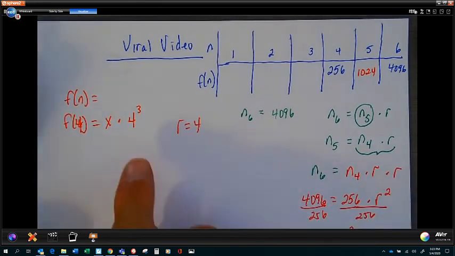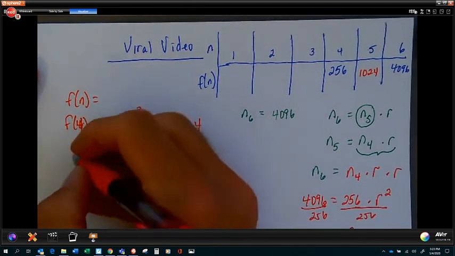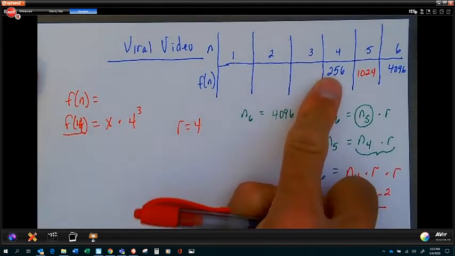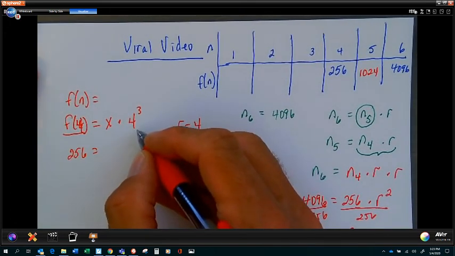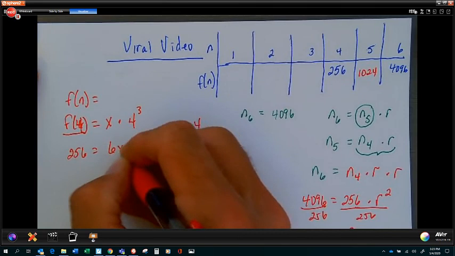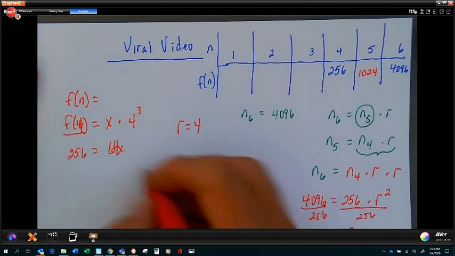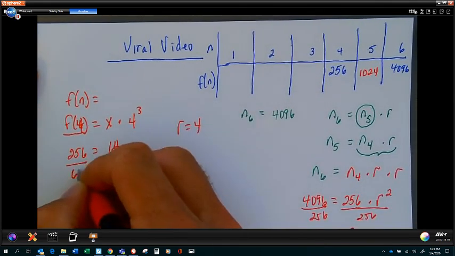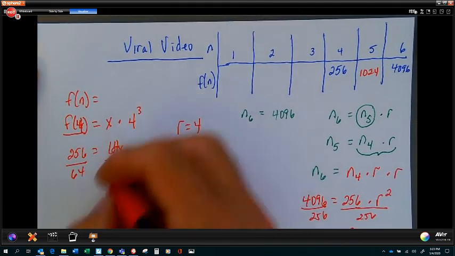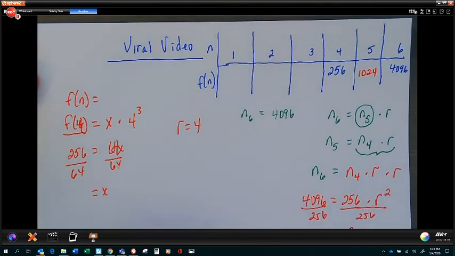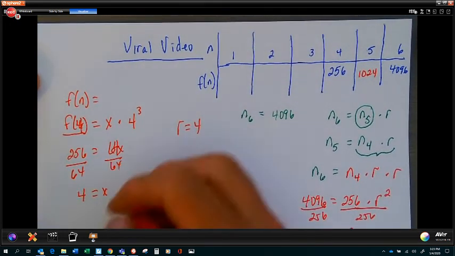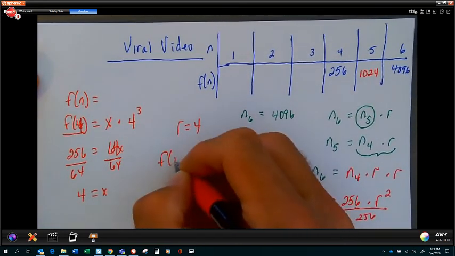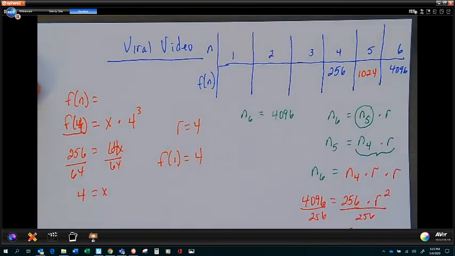Okay, now I need to substitute everything in here that I do know. f of 4 is equal to 256. And 4 cubed, 4 times 4 times 4, is going to be equal to 64. So then we have 64x. Divide both sides by 64. And this would actually be n instead of x. X is going to equal 4. 256 divided by 64 is equal to 4. So now I know my first term, f of 1, is equal to 4. And my common ratio is 4.